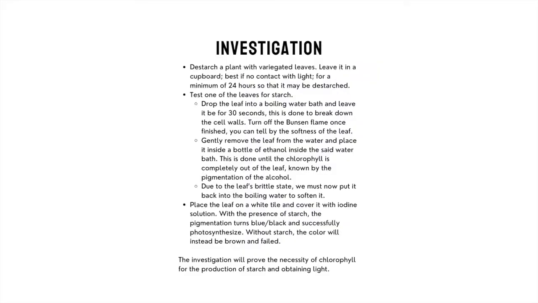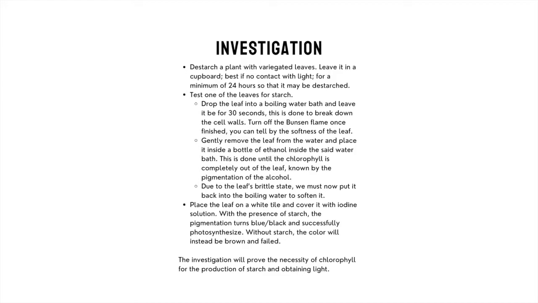Destarch a plant with variegated leaves. Leave it in a cupboard, best of no contact with light, for a minimum of 24 hours so that it may be destarched. Test one of the leaves for starch by dropping the leaf into a boiling water bath. Leave it be for 30 seconds. This is done to break down the cell walls.